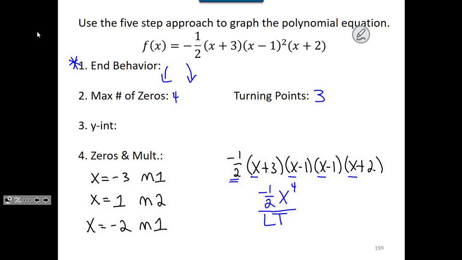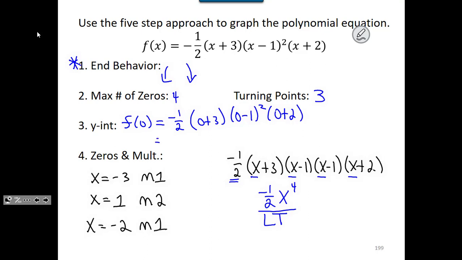So the last thing that I need here is my y-intercept. And so to get my y-intercept, I'm going to have to plug in 0 for x. So let's be careful about that here because this has not been multiplied out for me. So I'm going to have to be a little bit careful here. So f of 0 is going to be negative 1/2 times, I'm going to have 0 plus 3, times 0 minus 1 squared times 0 plus 2.